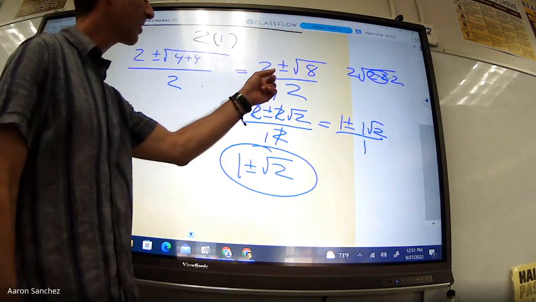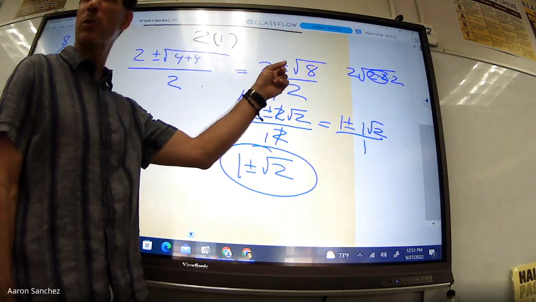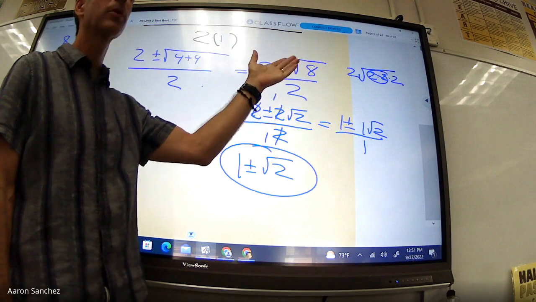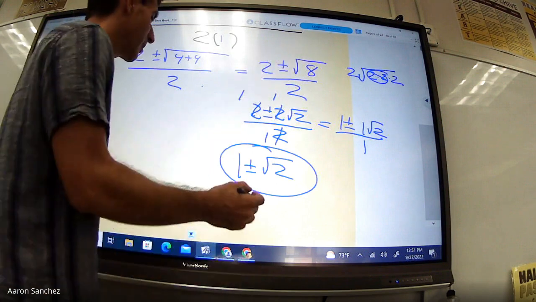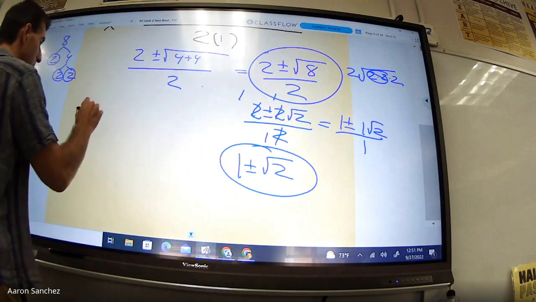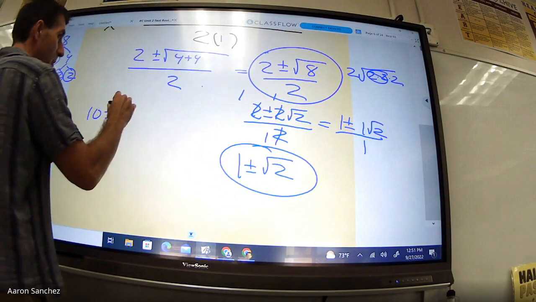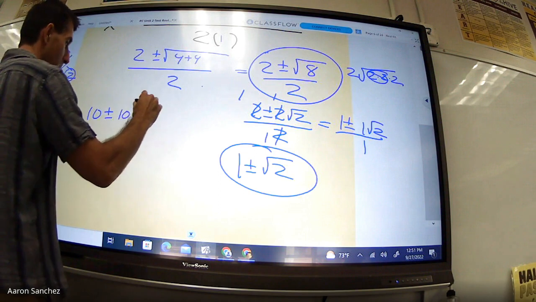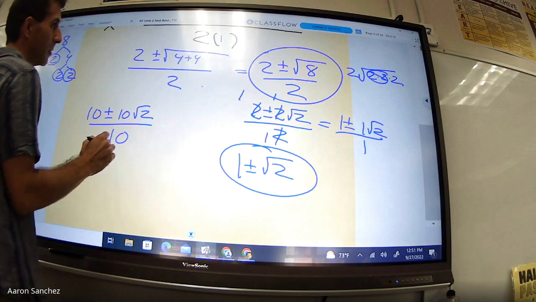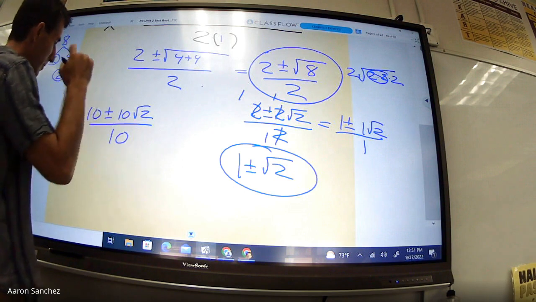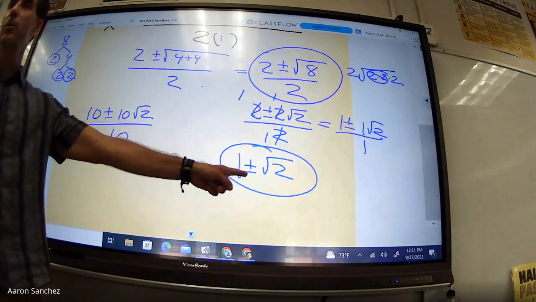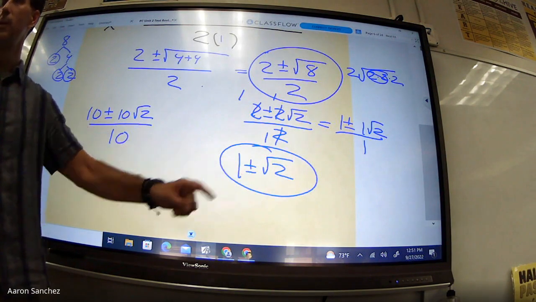Now, you guys got a big one. What was it? 5 plus or minus square root 200 over 5 or something like that? 10 plus or minus square root, then I'd accept that too. You got that. So I'd accept this. I'd accept that. 10 plus or minus 10 root 2 over 10. I'd accept that. Anyway, this will be the full extra credit, though. You have to get that. Okay?